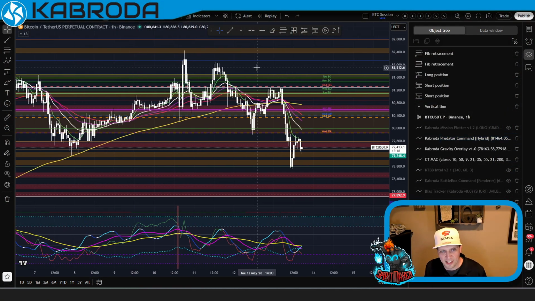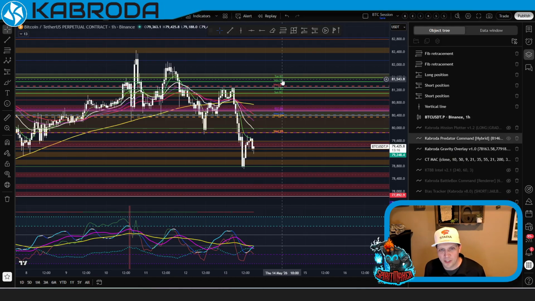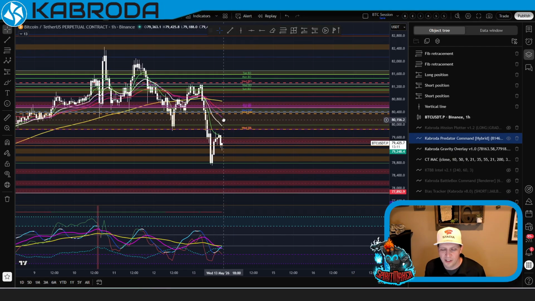So you can see there's a lot going on. I'm sitting on the 1 hour. We have a lot of these green lines here and some purple lines here. Those are our breakdown and breakout triggers. So this is what we typically want to see happen.